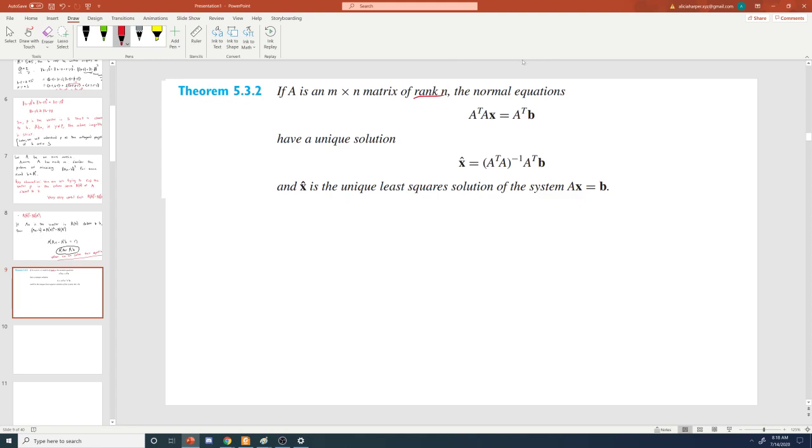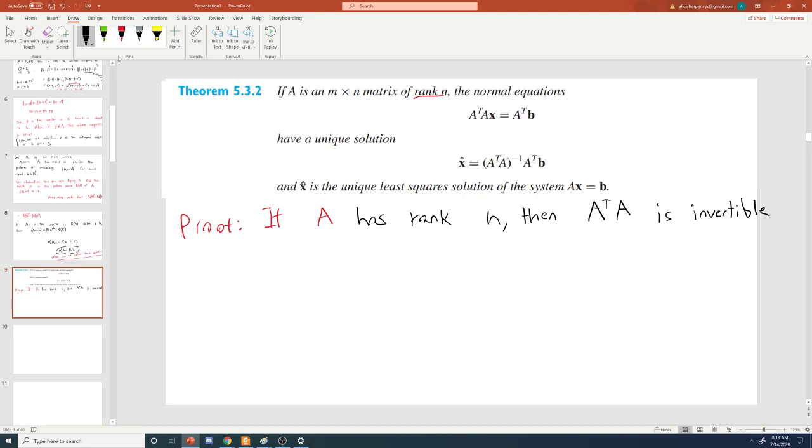So what we need to show is that if A has rank n, then A transpose A is invertible. So here's how we're going to show this.